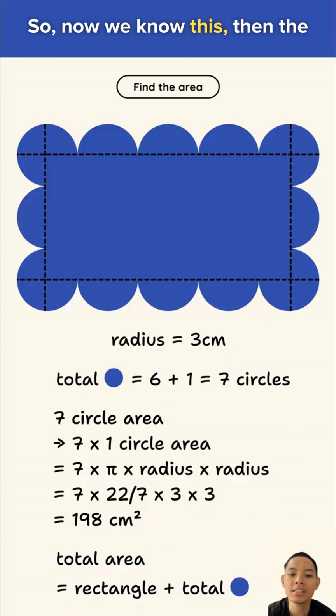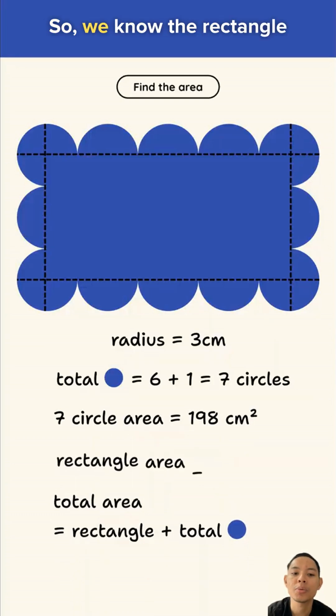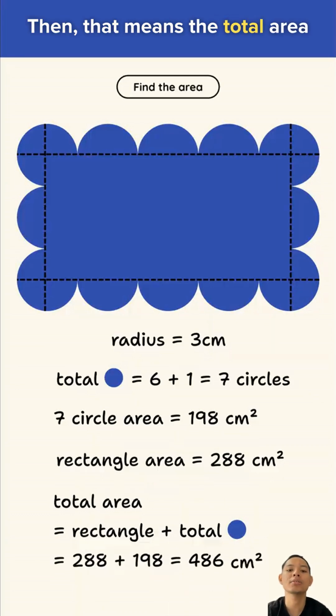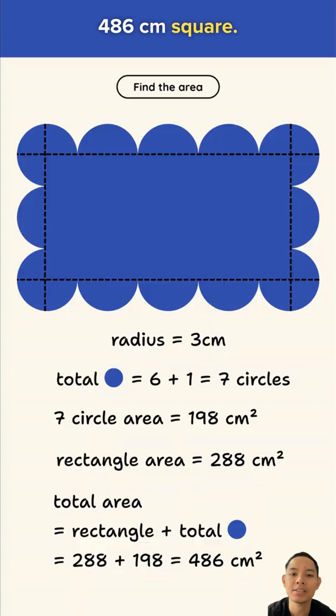Now we know this, the next thing is we can get the total area. We know the rectangle area earlier is 288. Then the total area for this shaded figure will be 486 centimeters square. And that's how you solve this PSLE math question.